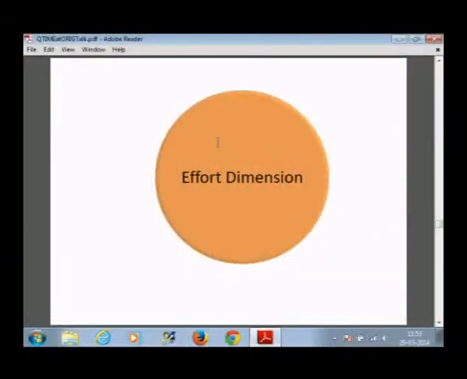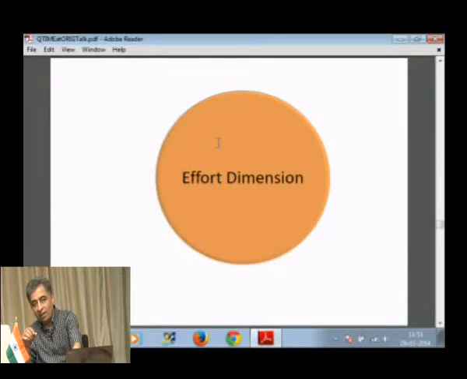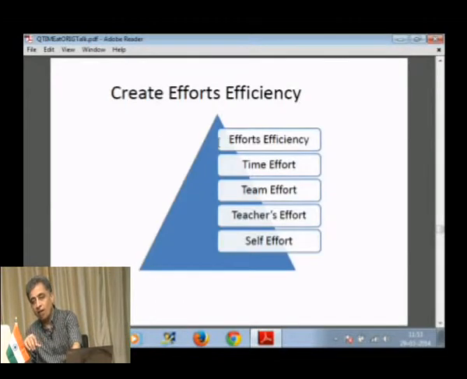So once you achieve the methods maturity, you can go to the next level, the effort dimension you can learn. The effort dimension again consists of 4 quadrants or 4 efforts: self effort, teacher's effort, team effort, and what I call time effort. Time is not QTIME, it's time, real time. Let me explain this.